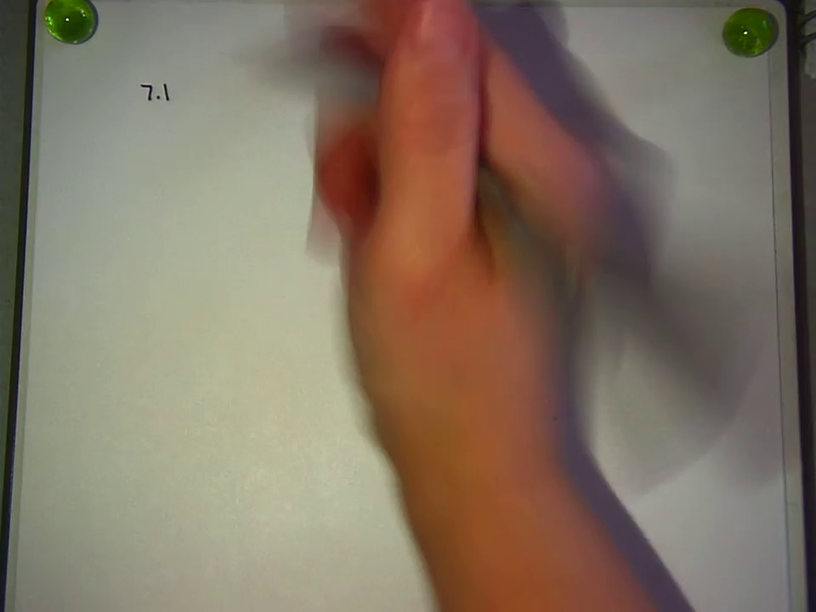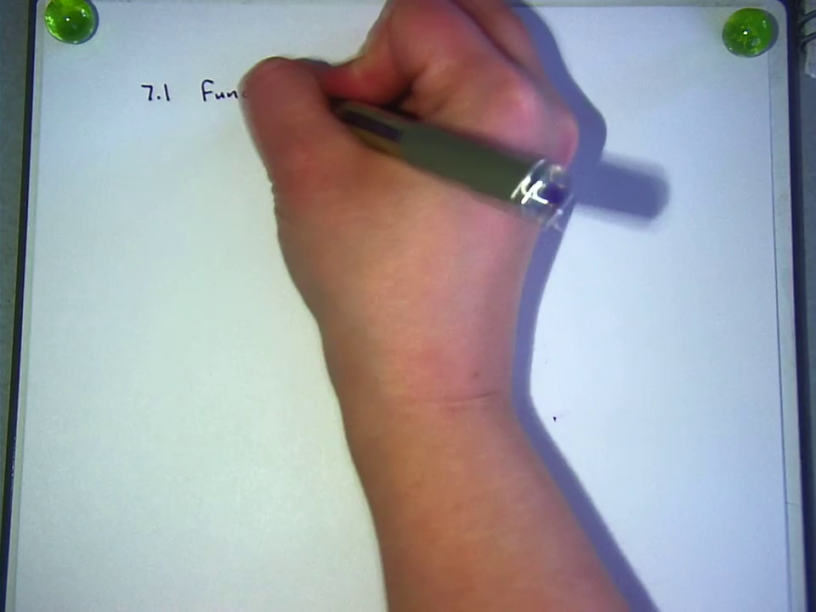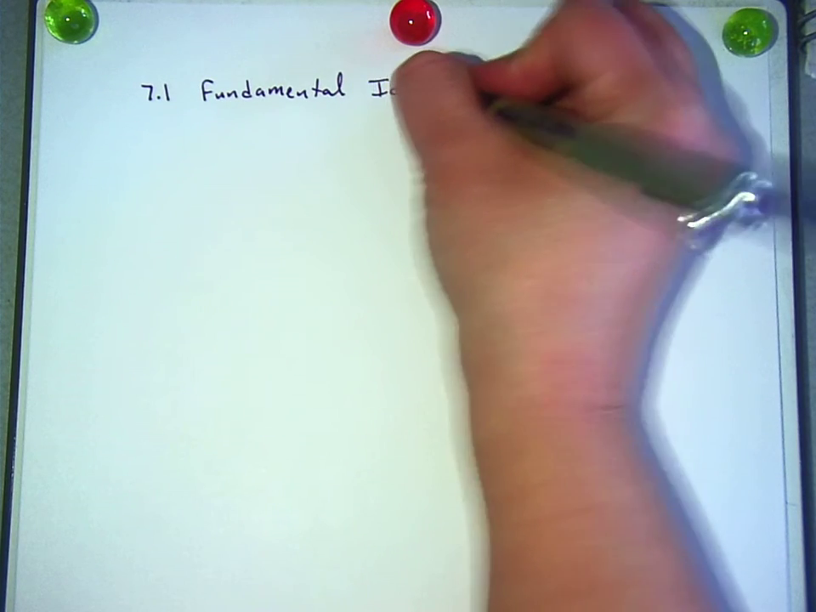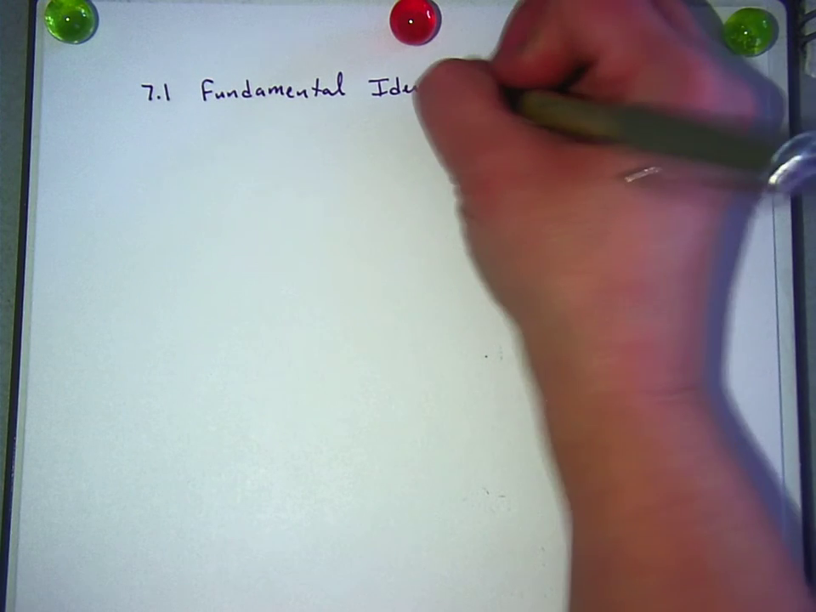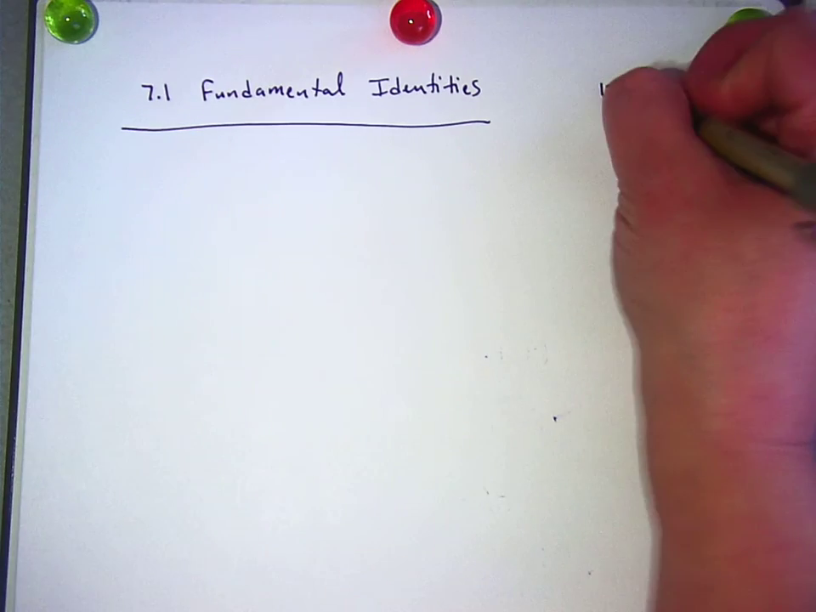So this is 7.1, Fundamental identities. This is basically how to use these fundamental identities, these ones that we've been talking about. And today is 12.8.